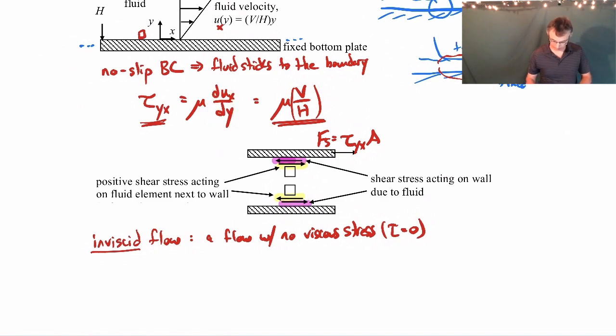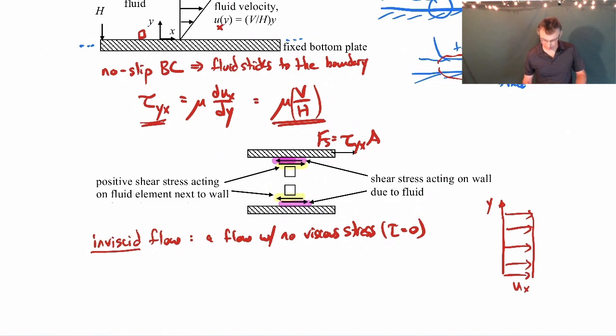Let me give you an example of one of those kinds of flows. What if we had a flow that had a uniform velocity profile, one where the velocity is a constant? Here's our y direction, and there's our x velocity. There is no change in the x velocity with respect to y, so du x dy is zero. In that case, the shear stress tau yx would be zero. That would be an example of an inviscid flow, one where the velocity gradient is zero or almost zero. Just a very small velocity gradient would have very small shear stresses, so we could consider those flows as being inviscid.